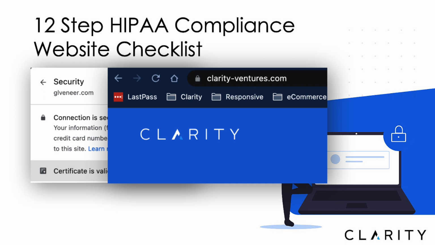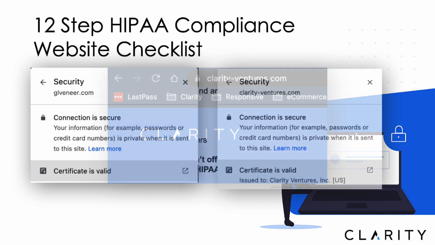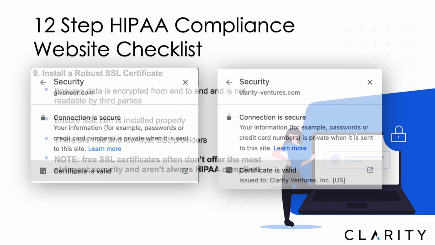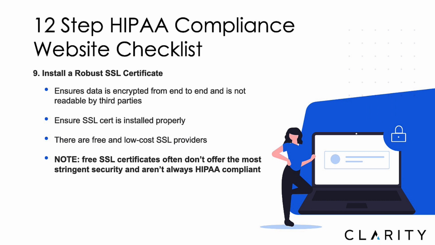Now, if I go over to the Clarity website, you can see we've got the same lock, but if I click on that, you can actually see that it was issued to Clarity Ventures. Now, that is when we say the organization or domain level certificates, where when we went to apply for the SSL, they actually validated the actual Clarity Ventures organization and issued the certificate to that verified organization. And that's a domain level certificate.